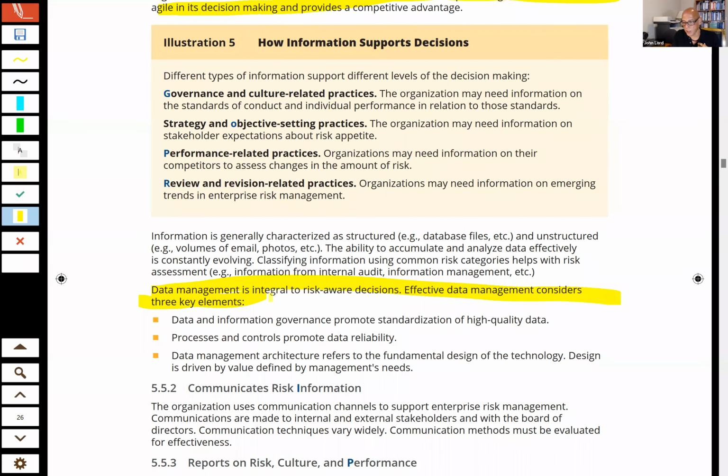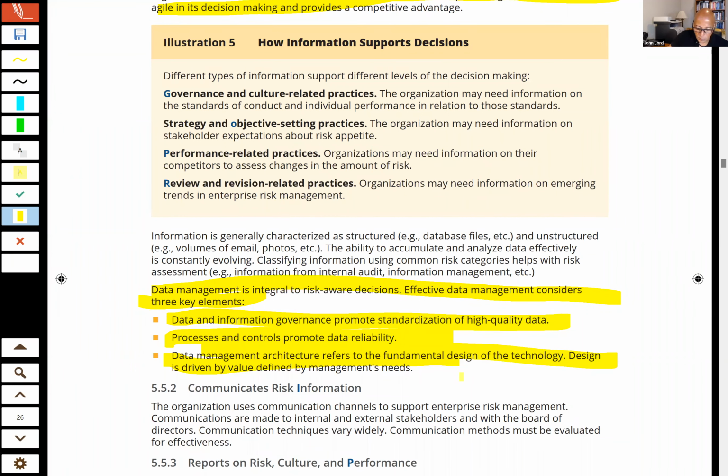And if you're using some sort of external research organization, sometimes pharmaceutical companies will go to universities, you're going to have to consider what their controls are as well, right? So it's looking at both the internal and external processes, and the design is driven by the value defined by management's needs, okay?